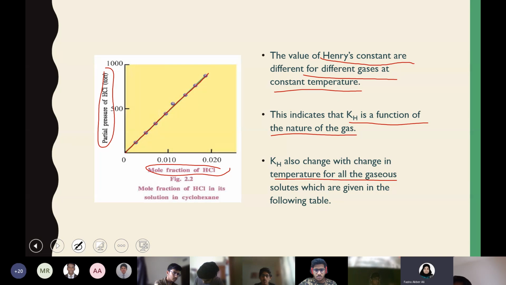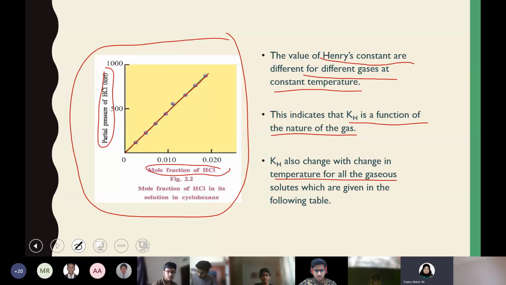Yeah, underlined means you only write that Kh depends on temperature and nature of gas. That much is enough, no need to write all three points. Just as a brief point, you can write Kh is Henry's law constant. It depends on the nature of gas and temperature. And this is a graph showing you the proportionality relation between partial pressure and mole fraction. This is what you are supposed to get if you want to prove Henry's law with a particular system.